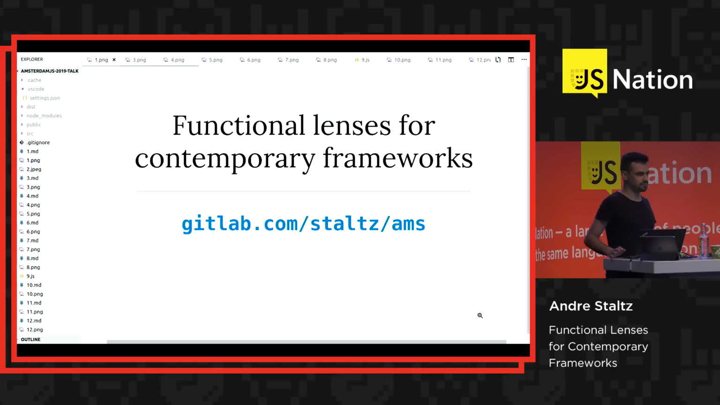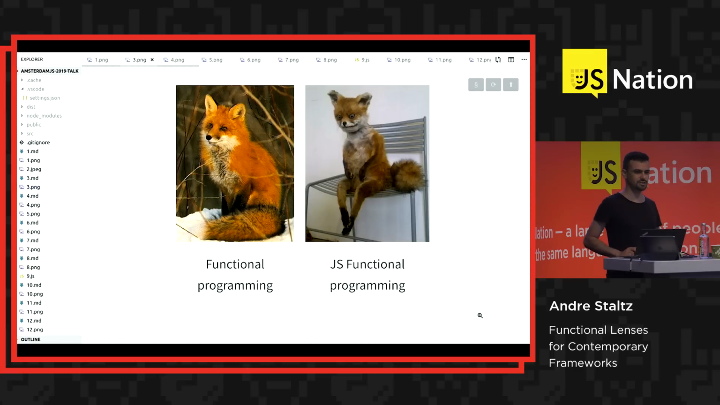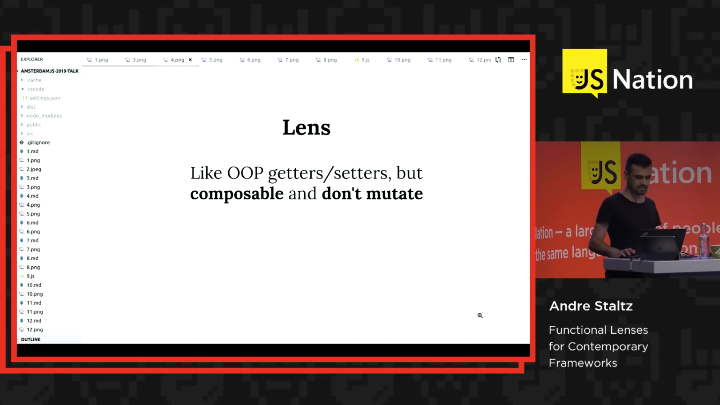And that's not true. But if I would teach lenses in a proper way, I would need to teach a bunch of concepts. So I'm not going to do that. I'm not going to teach functional programming. I'm going to teach the JavaScript functional programming, which kind of looks like functional programming, but you get the point, okay? So to demystify things, basically a lens is the functional equivalent of getters and setters.